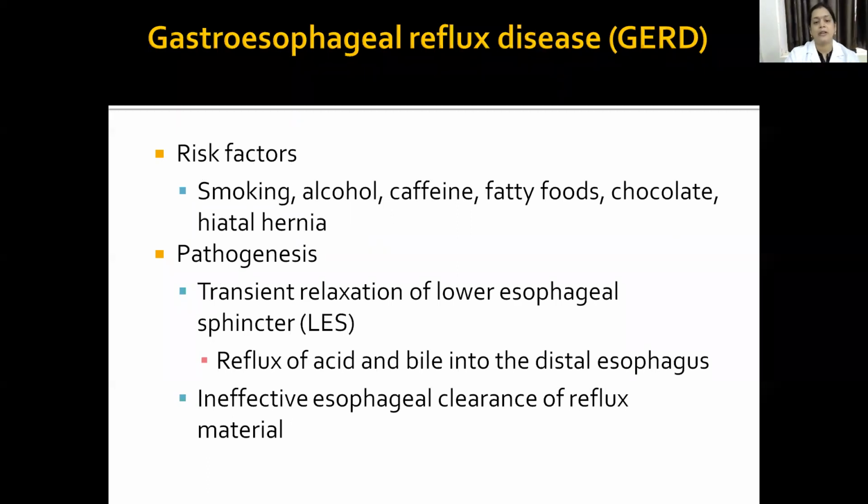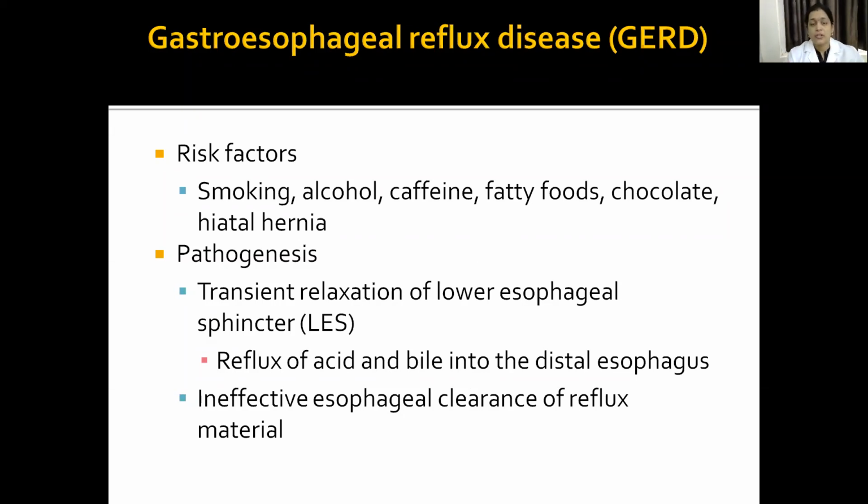Here, what is happening is that there is total relaxation of the lower esophageal sphincter. So there is reflux of acid and bile into the distal esophagus, right? If you remember, I've already told you why the concepts are important. If the upper constriction, the cricopharyngeus, is weakened, there will be a pulsation outside and that will cause a Zenker's diverticulum or the web, right?